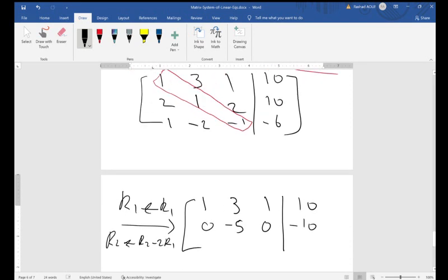And how can I make the 1 equal to 0? New row 3 is row 3 minus row 1. So 1 minus 1 equal to 0, minus 2 minus 3 is minus 5, minus 1 minus 1 will be minus 2, minus 6 minus 10 is minus 16.